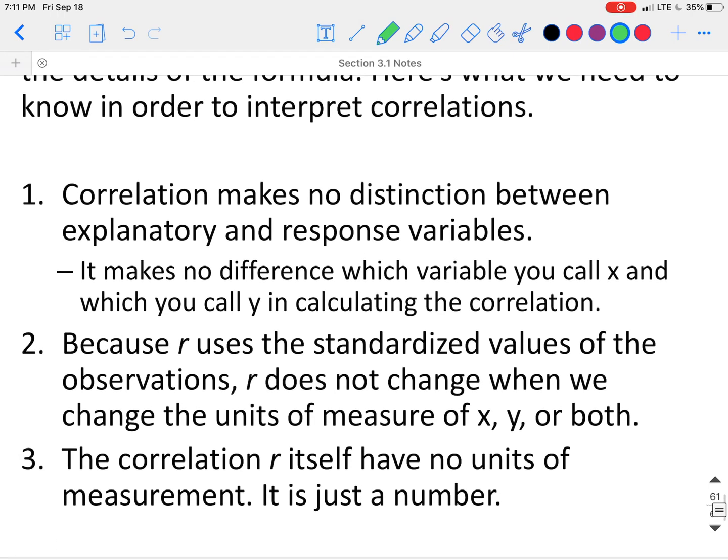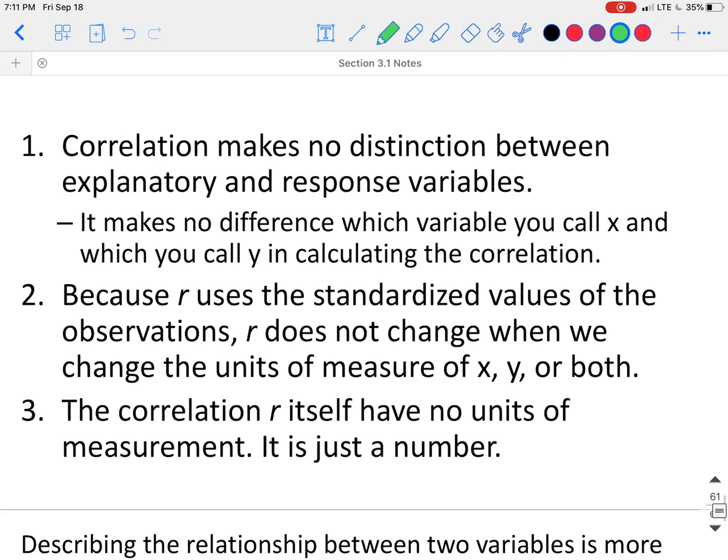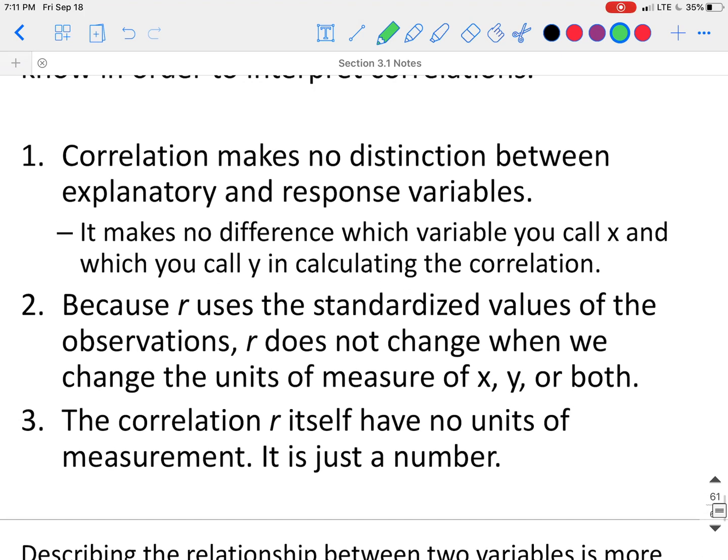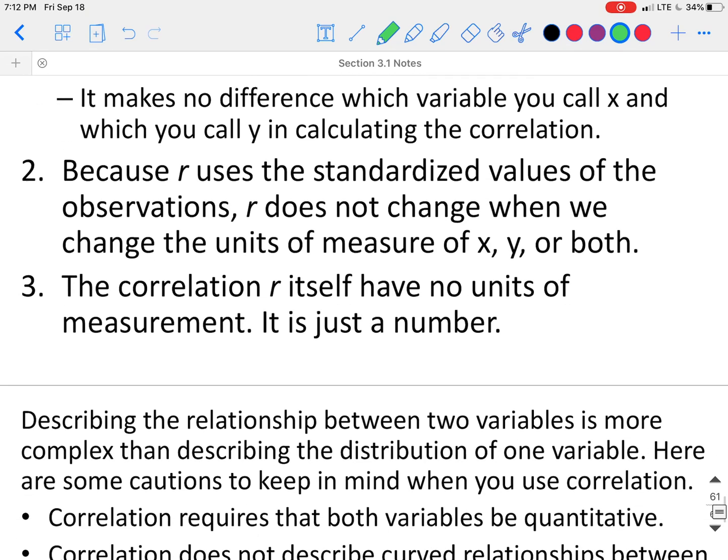So here's what we need to know in order to interpret the correlation. Correlation makes no distinction between explanatory and response variables. So that means if you took your two variables and switched them, the correlation would not change. Because R uses the standardized values of observations, R does not change when you change the units of measure for X, Y, or both of them. The correlation R itself has no units of measurement. It's just a number.